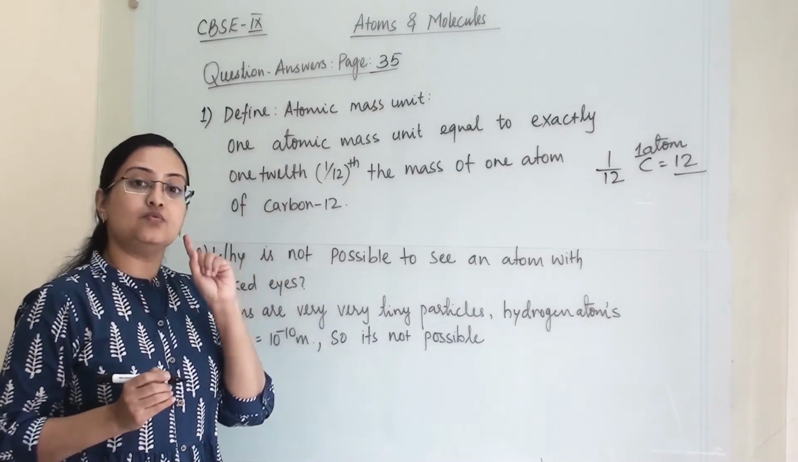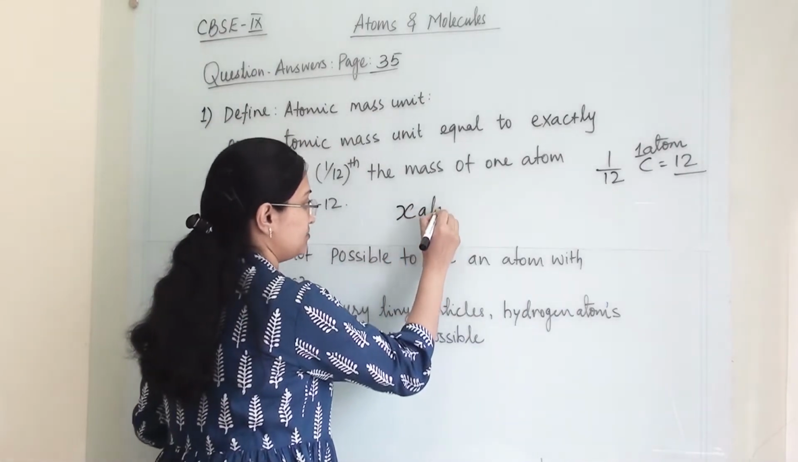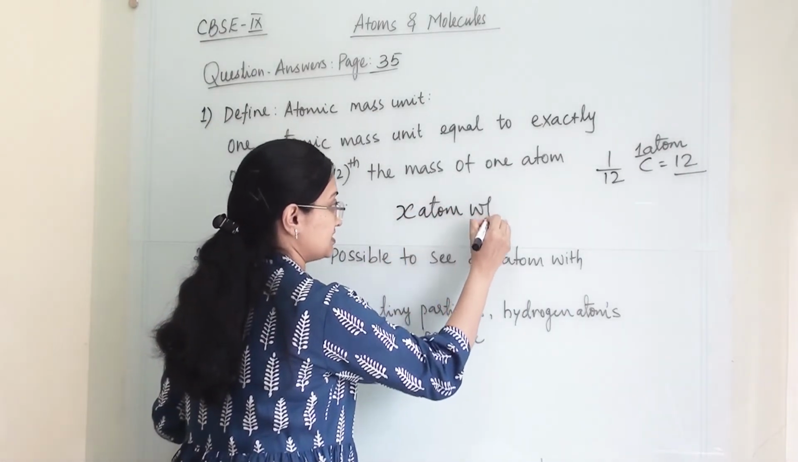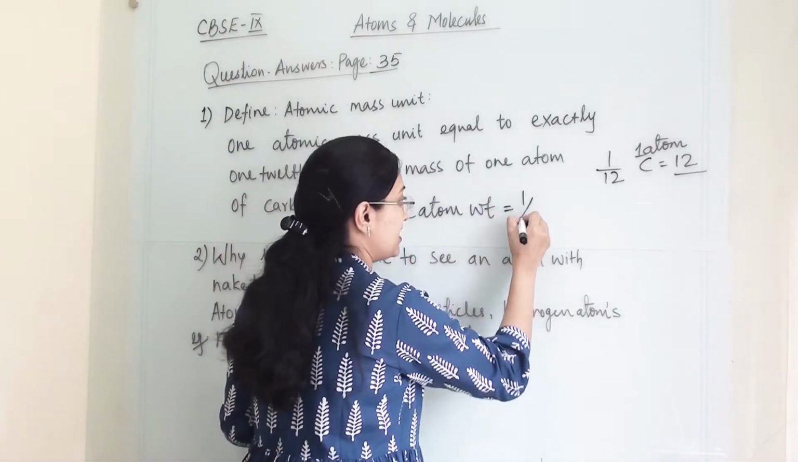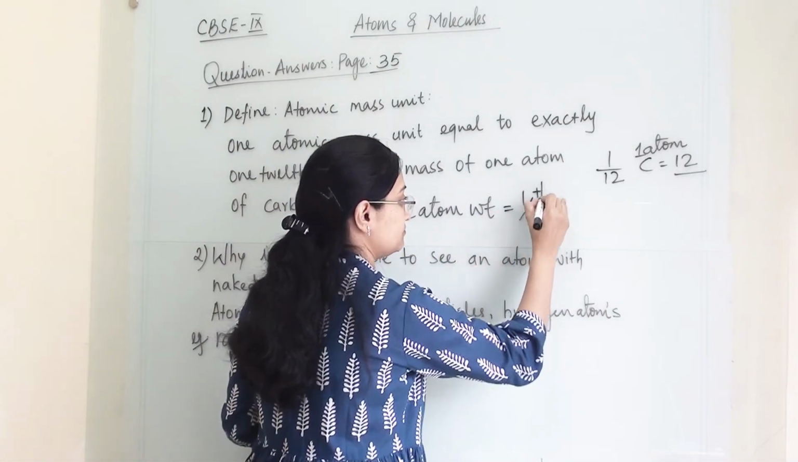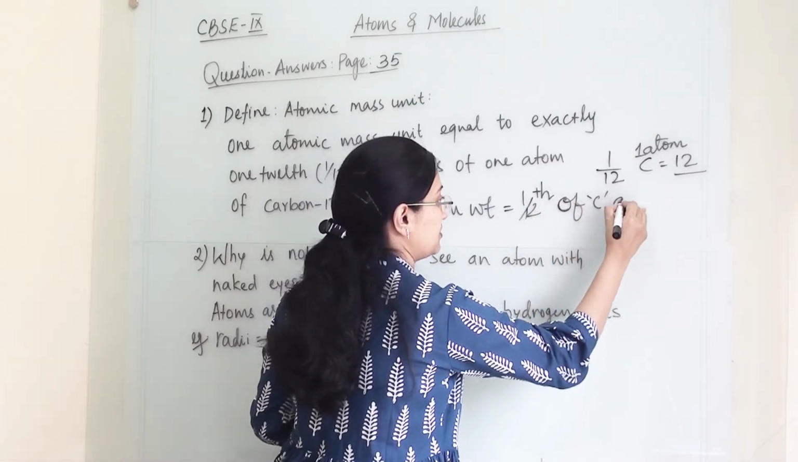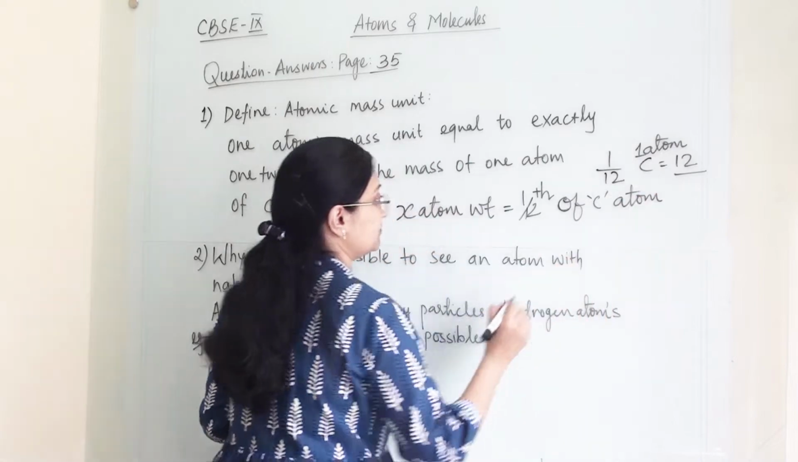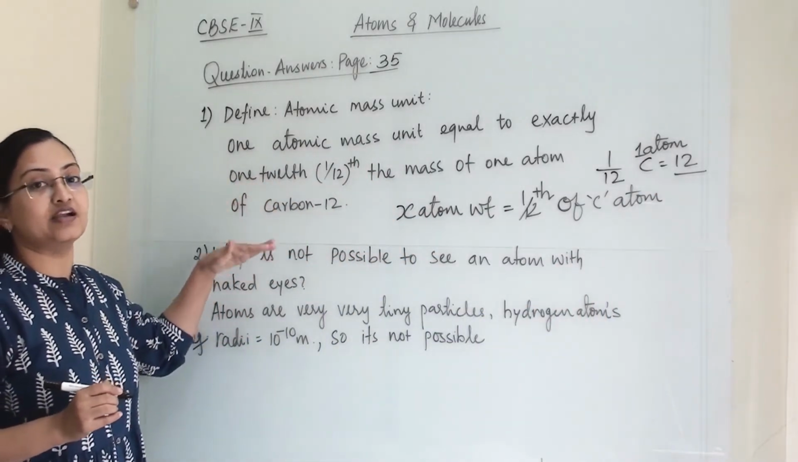So for any one particular atom, for example the X atom, how much weight are we comparing it with carbon? It's 1/12 of the carbon atom. And then we are checking the atomic mass for that particular atom.